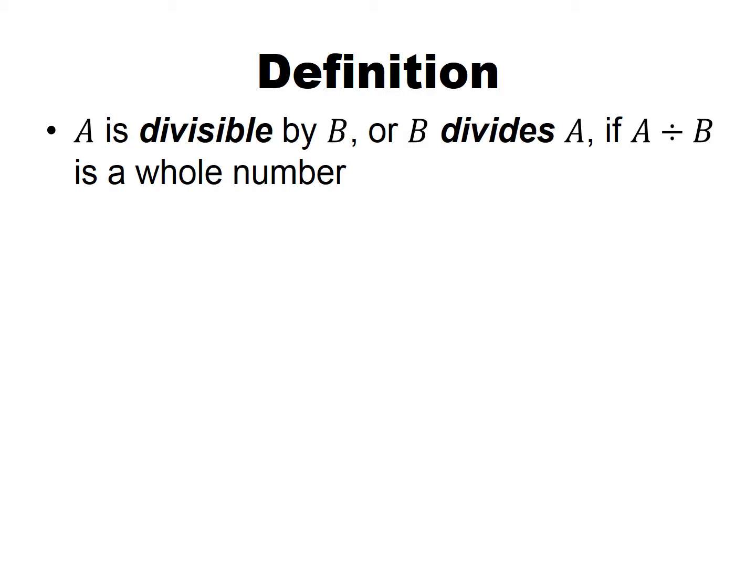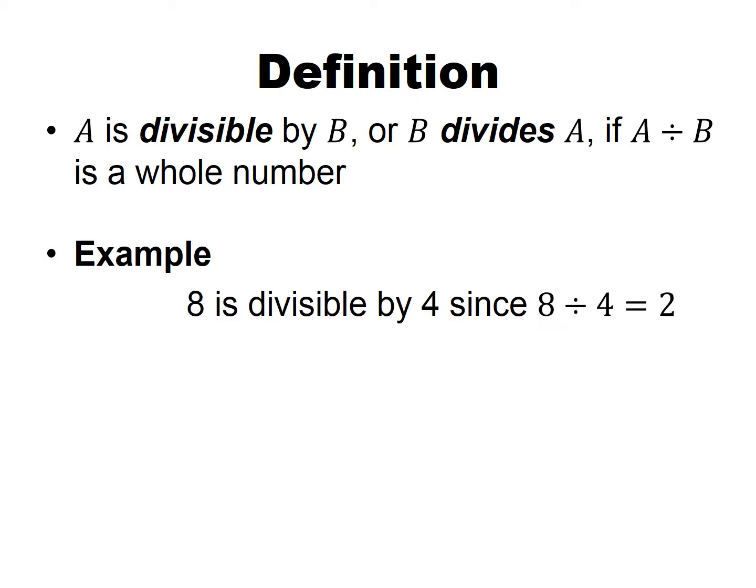So first is the definition of divisibility. A number A is divisible by a number B, or stated in other terms, B divides A, if A divided by B is a whole number. So a lot of letters there, hard to understand. Let's illustrate it with an example. The number 8 is divisible by 4, since 8 divided by 4 equals 2. And that's all we need to do to show divisibility. Just divide one by the other. If we get a whole number, they're divisible.